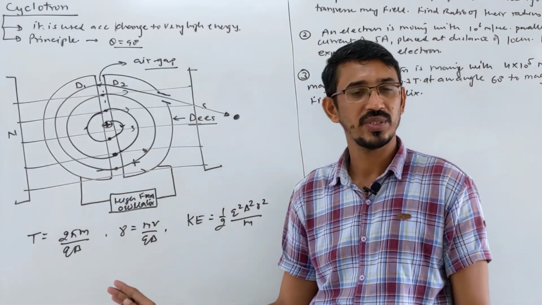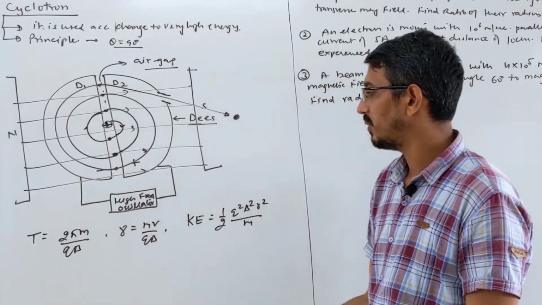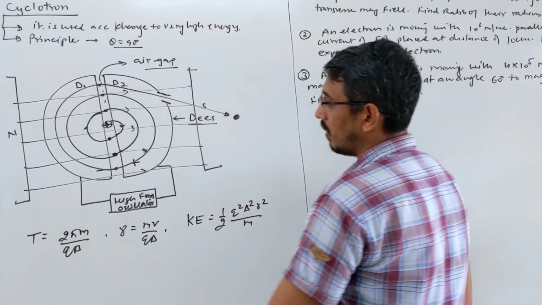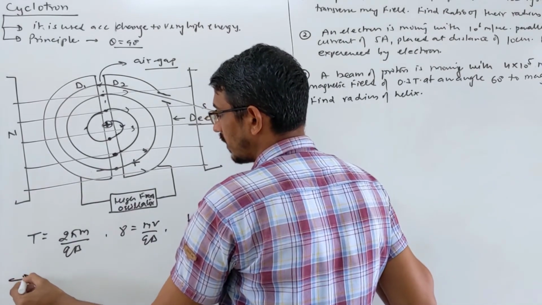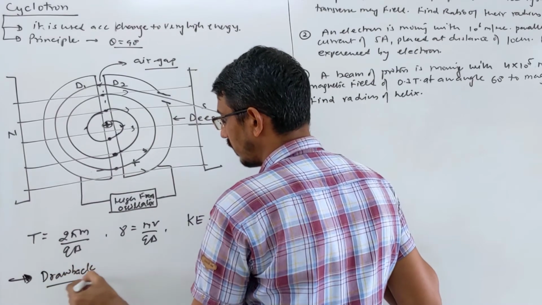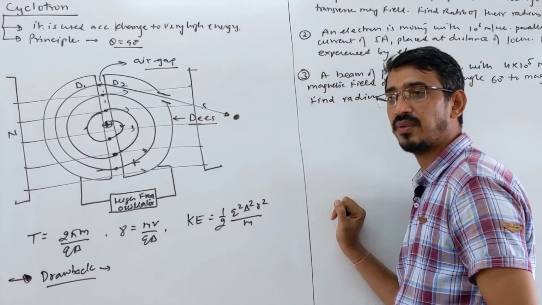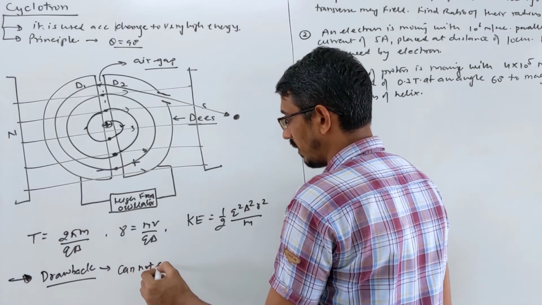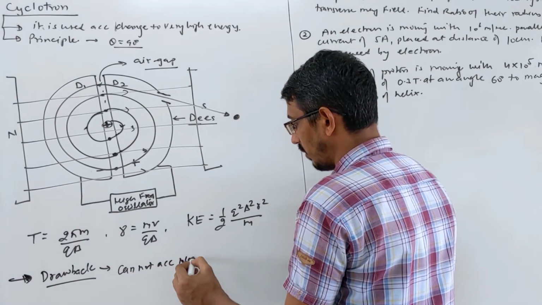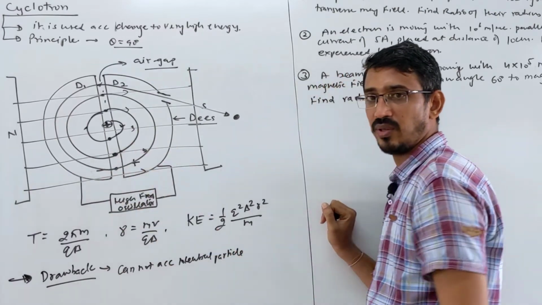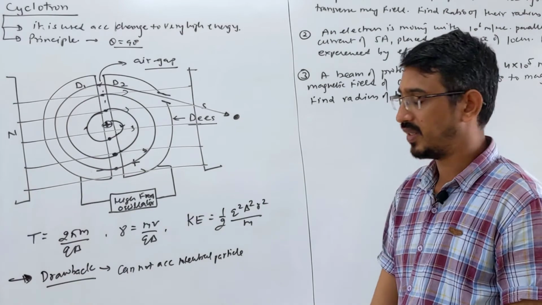That's the working principle of just the cyclotron, okay? This is the cyclotron, the numericals are the same. Now, what are the disadvantages or drawbacks of the cyclotron? First thing, you cannot accelerate a neutral particle. Like a neutron, you cannot accelerate using a cyclotron because we need a charged particle here, okay?